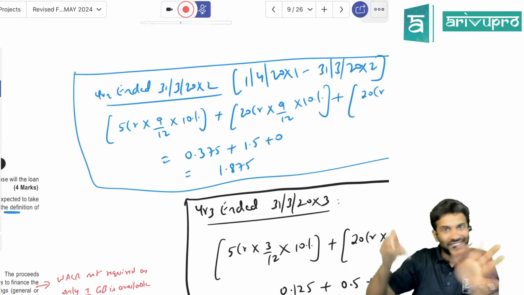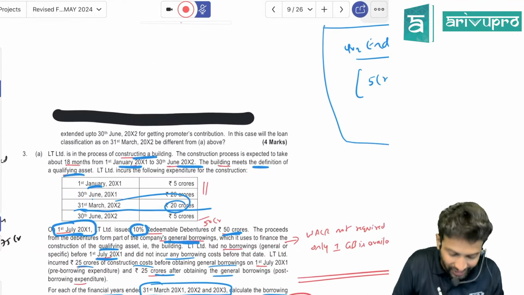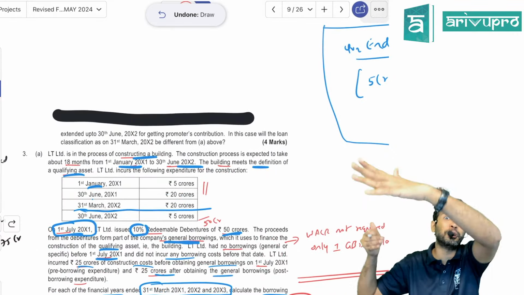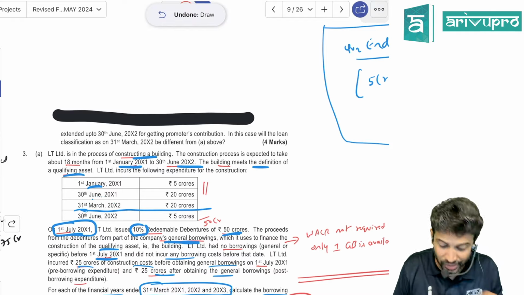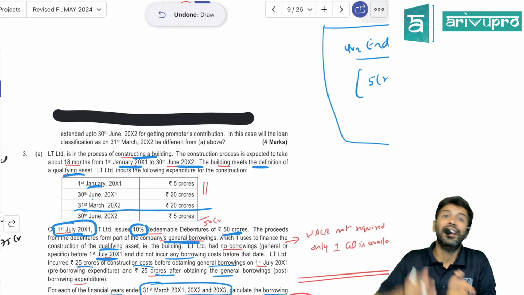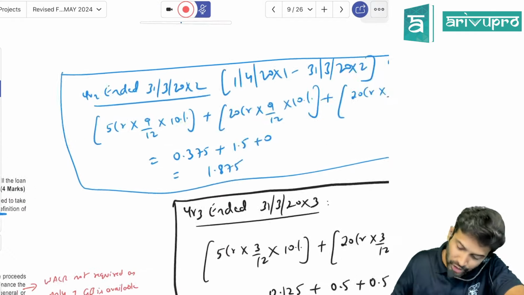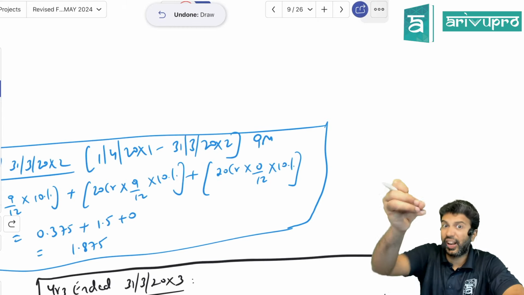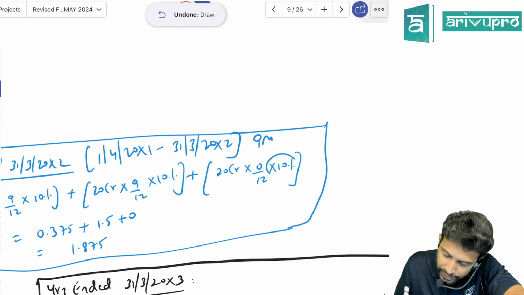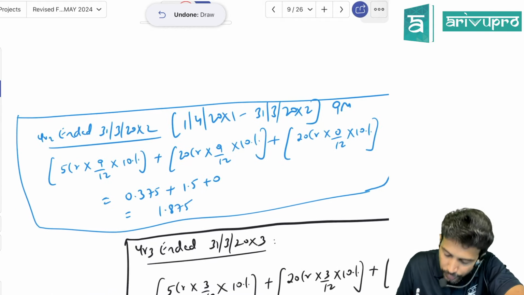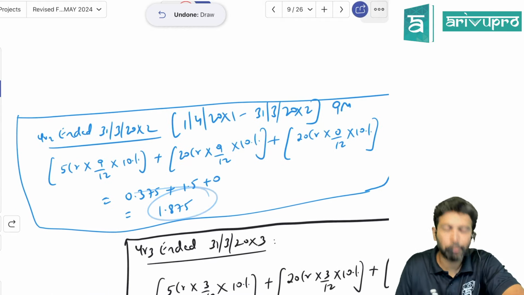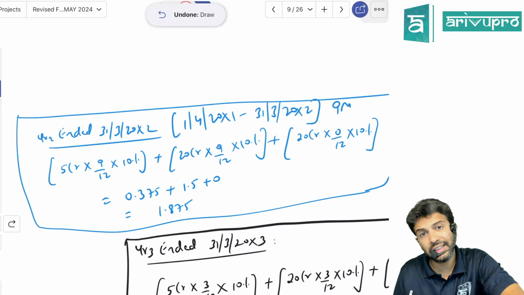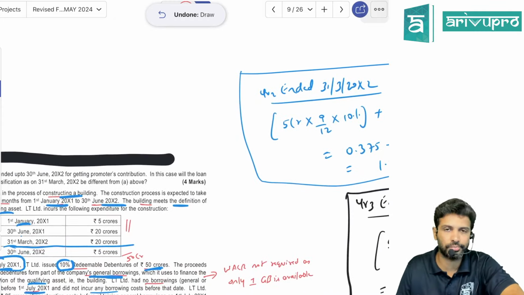So what is the weightage? Don't take it from July. The 9 by 12 is from July to March, but this expenditure is not incurred in July. It is incurred on 31st March only, and the year is ending on 31st March 20x2. The weightage is 0 by 12, because the expenditure was incurred on the last day. Okay, sir. If you do this, obviously you'll get 0. So the total borrowing cost that you can capitalize in the second year is 1.875 crores.